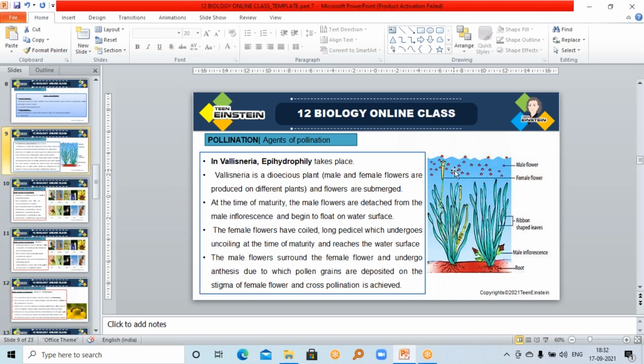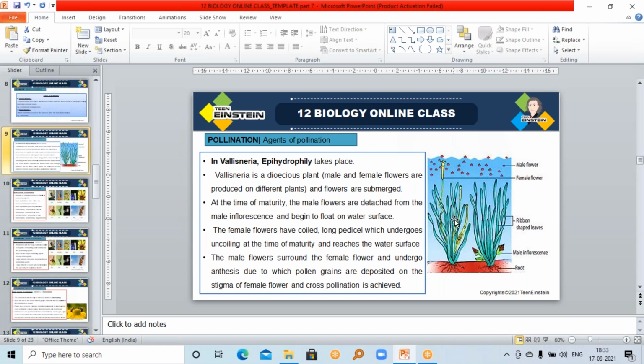So from these male flowers, pollen grains may get released, and these released pollen grains will reach the stigmatic surface of the female flower. Got it? So that's how in Vallisneria the cross pollination is achieved.